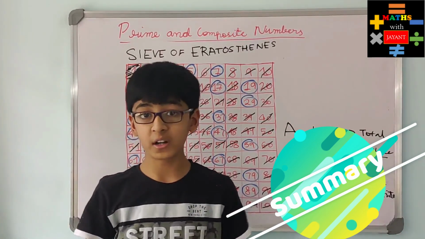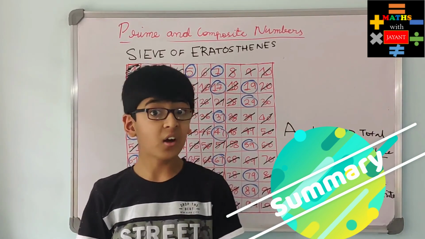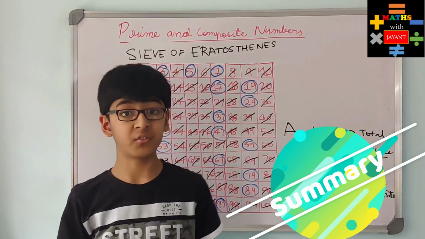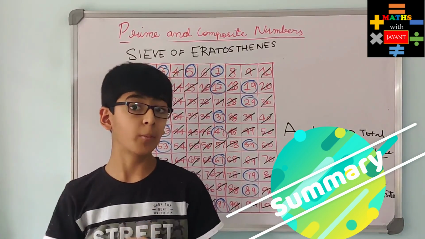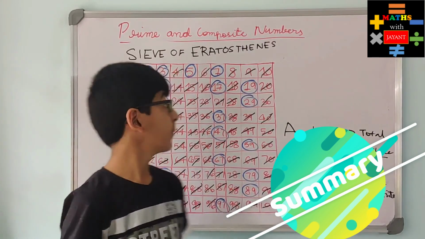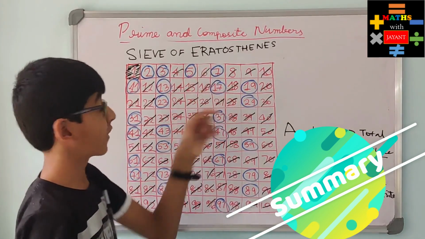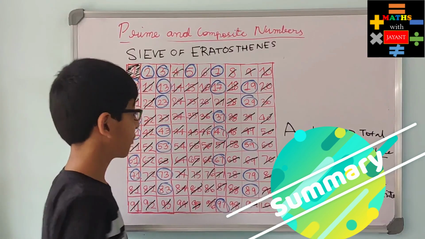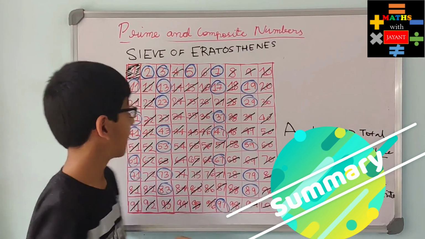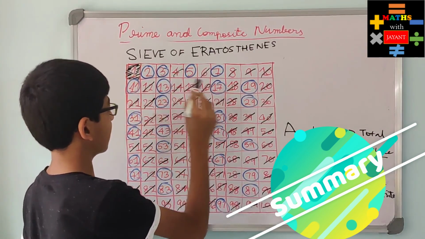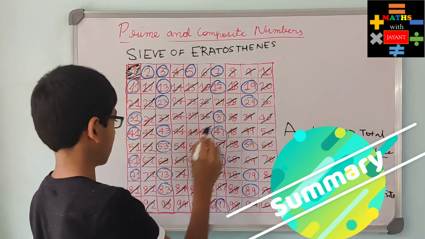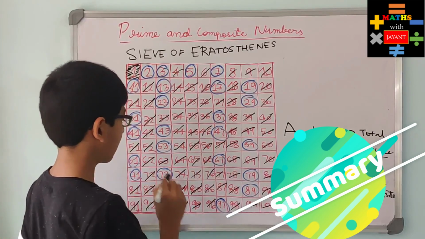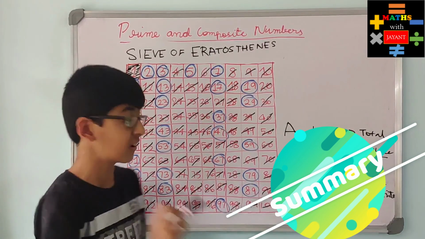Now the numbers 4 and 9, 5 and 11, these are co-primes because they have only 1 as their common factor. Such numbers are called co-primes. And now the last thing is that Eratosthenes was a Greek mathematician who found a way to know the prime numbers from 1 to 100. They are 2, 3, 5, 7, 11, 13, 17, 19, 23, 29, 31, 37, 41, 43, 47, 53, 59, 61, 67, 71, 73, 79, 83, 89 and 97.